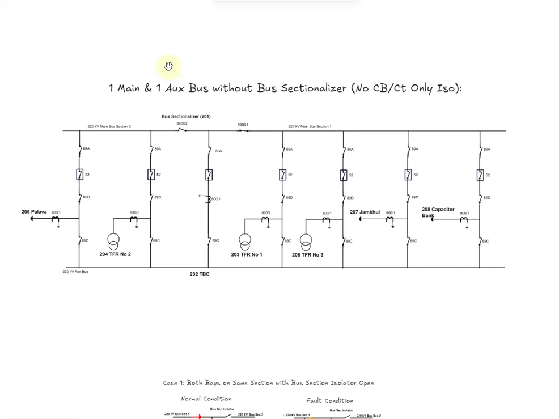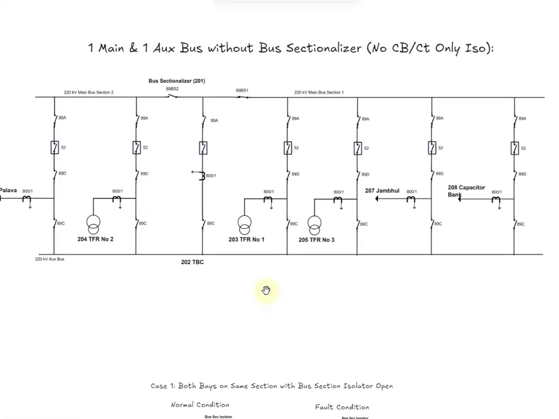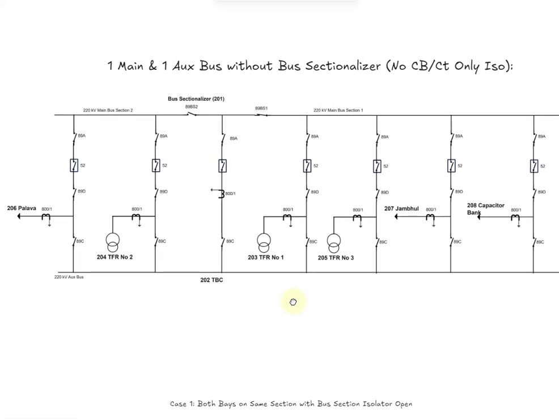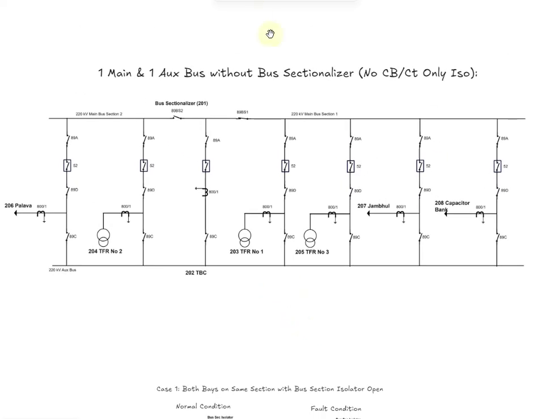For this we are going to see this busbar, which is one main and one aux without bus sectionalizer. So there is no CB (circuit breaker) or CT on the bus sectionalizer. There is only one isolator. There are two sections, section 1 and section 2, and this is the transfer bus, this is the main bus. So it is divided into three zones. This is zone 1, this is zone 1, this is zone 2, and this is zone 3. TVC is the zone 3.